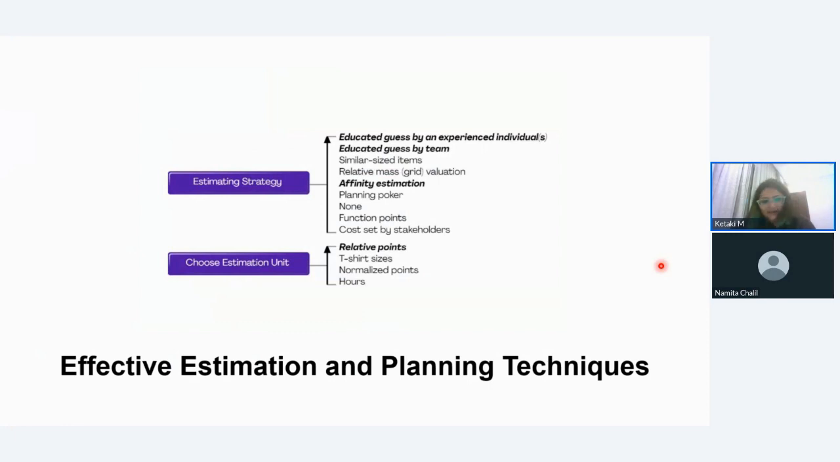Now, choosing estimation unit. Again, hours is the least favored, my least favorite personally, because if you know Weber's law, you know human beings are very poor at estimations, and hence my least favorite is for sure hours. Normalized points come second. Yes, I kind of agree to that. T-shirt sizes and relative points are highly favored in an agile context.